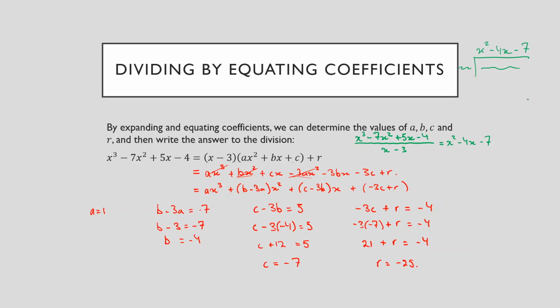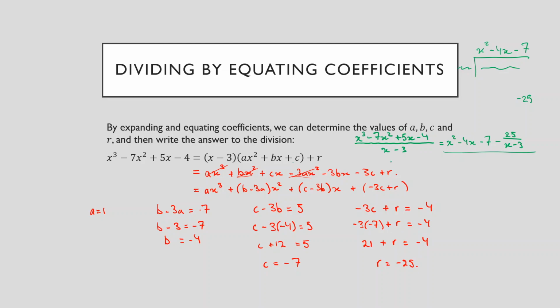We do the whole process, and we'd end up with negative 25 down at the end, which means that we've got to stick on that remainder at the end of our answer. The way that we do that is we write our remainder divided by the divisor, which in this case is x minus 3. Okay, so that's the answer to this division.